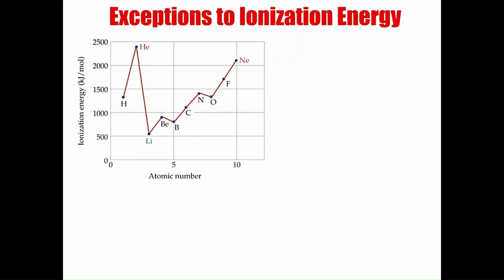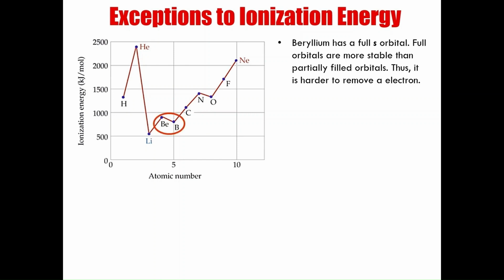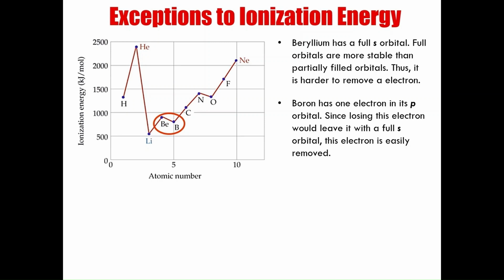To compare these elements, we need to consider their electron configurations. Beryllium has a full s orbital. Since full orbitals are more stable than partially filled orbitals, it is more difficult to remove the 2s² electron. Boron, on the other hand, has one electron in its p orbital. Since losing this electron would leave it with a full s orbital, this electron is easier to remove.